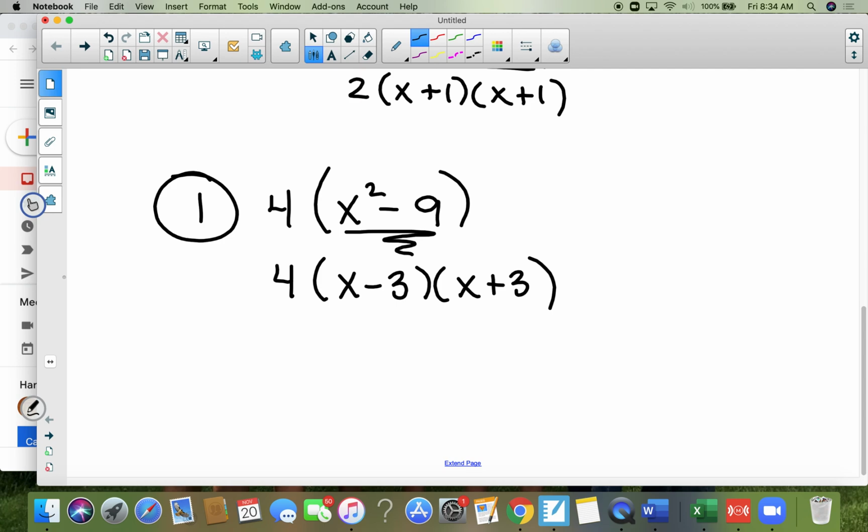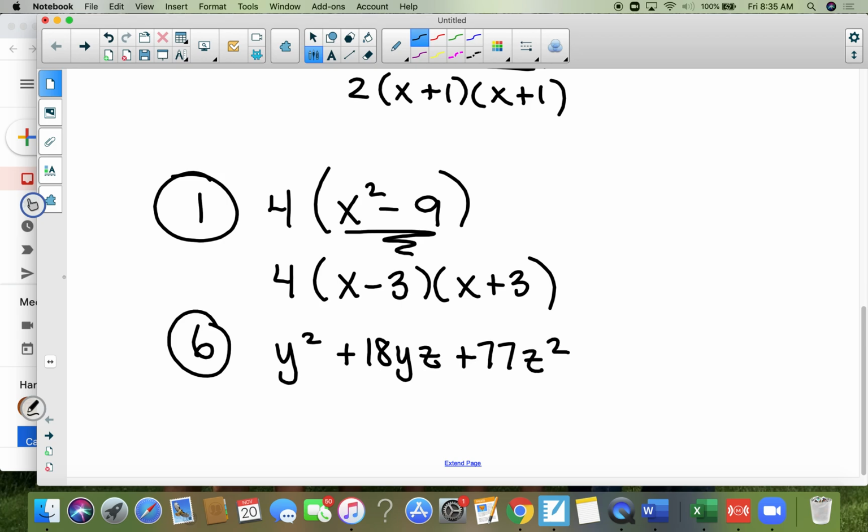Let's do 6. I'm just going to randomly pick like 5 of them. I'm just going to do about 5 of them with you. Number 6. It's y to the second plus 18yz plus 77z squared. On the test on Monday, what do you say to yourself on every problem? Is there a what? What does it say at the top of your review sheet? Is there a greatest common factor? Do these 3 terms have anything in common with each other?